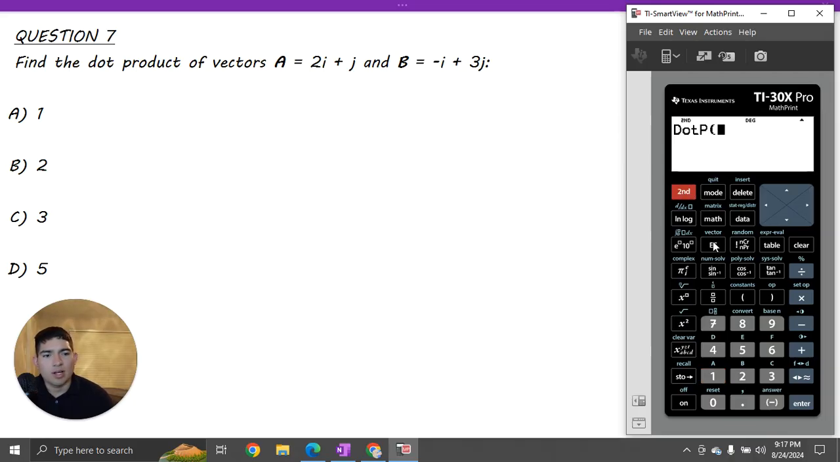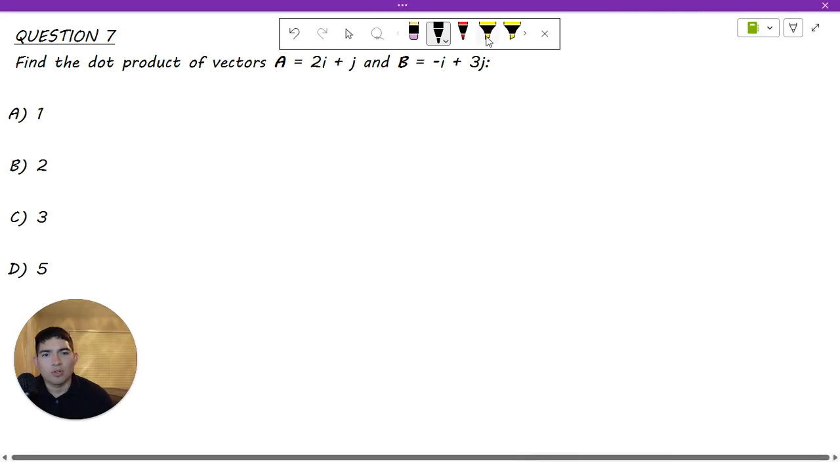So then we go back to vector by hitting second first, and then this button here, and we'll put our first vector in. So we'll hit 1, and we'll put that vector there. We'll hit second and put a comma, and then we'll put our other vector in there. In this case, it's going to be this one. We'll close the parentheses and we'll hit enter, and it looks like our result is going to be 1. So the multiple choice answer for this one is going to be A.